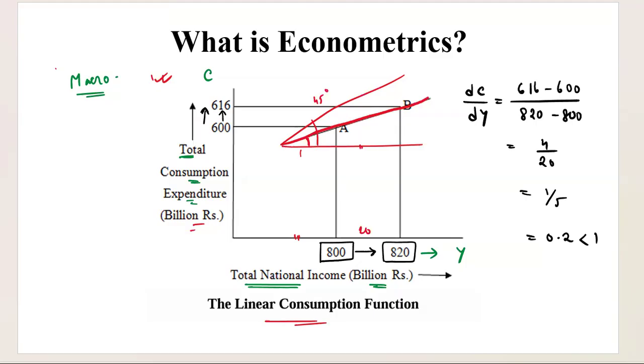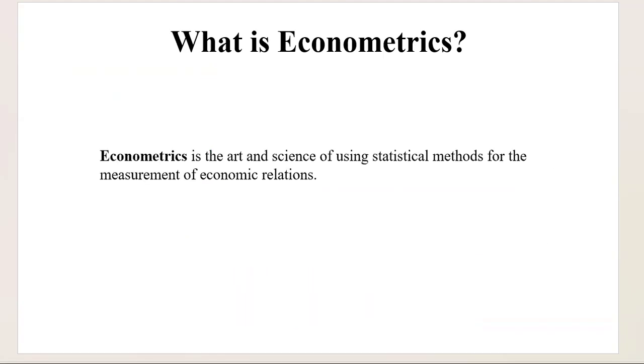Okay. So now when we have understood this example, we are in a position to know the definition of econometrics. What is econometrics? If I have to explain simply, it's the art and science of using statistical methods for measurement of economic relations, right? So it is a very simple definition that econometrics is the art and science of using statistical methods. So we use statistical methods, but the intention is different. Intention is to measure the economic relationships. I hope this is clear. Okay. Now let's move on.